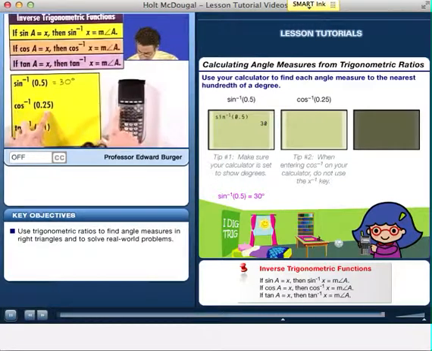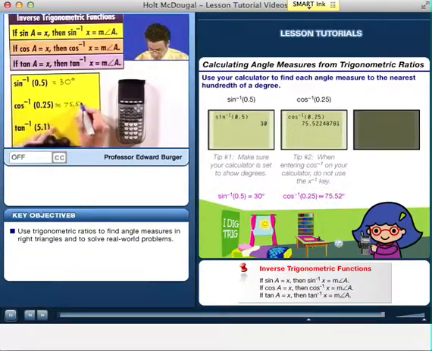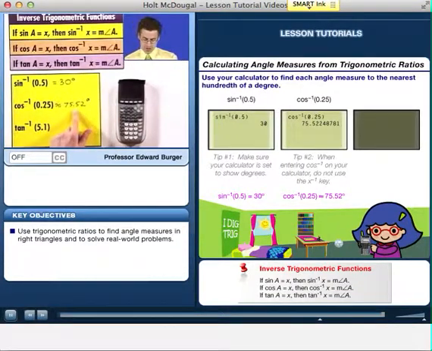How about inverse cosine of 0.25? That one I don't know, but I hit the second, and then the inverse cosine function, 0.25, and I see that this is approximately, I'm going to round here now, 75.52. I'll stop there. What does that mean? Well, that's the measure of an angle whose cosine is 0.25. Okay, so we're doing things backwards now.